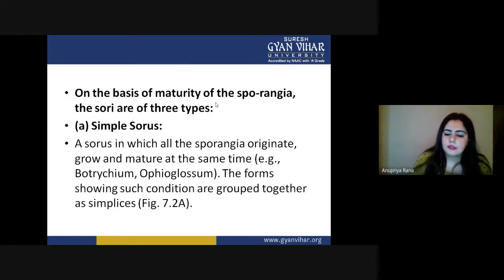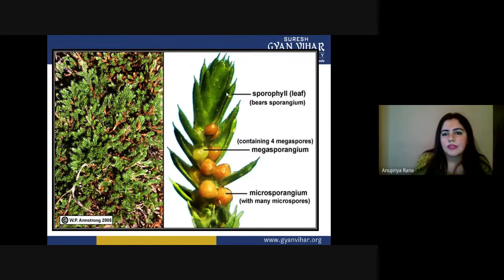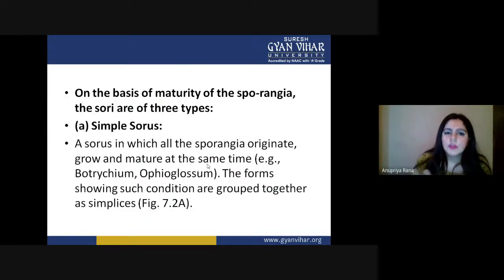A sorus is a single unit. Like this is the sporangium, and inside this there will be a sorus, which is a single unit. The multiple unit is called sori, and the single unit is called sorus.